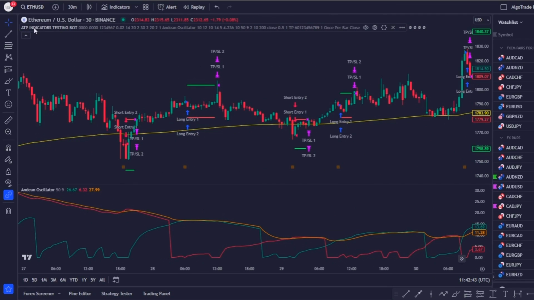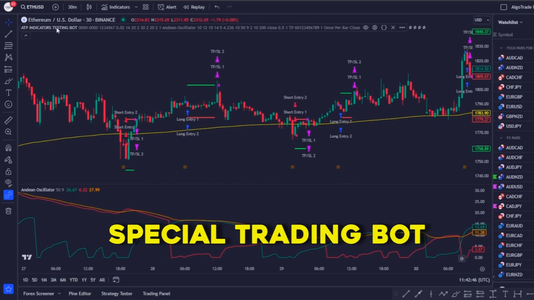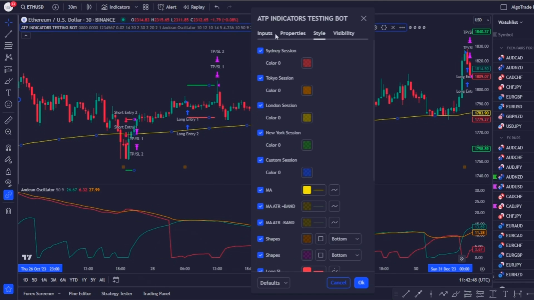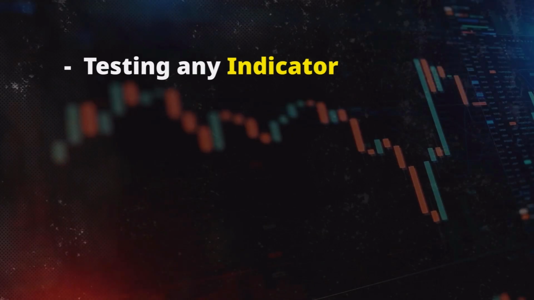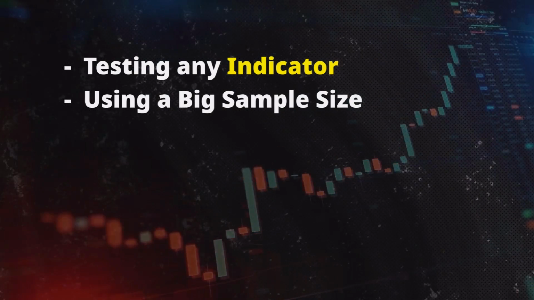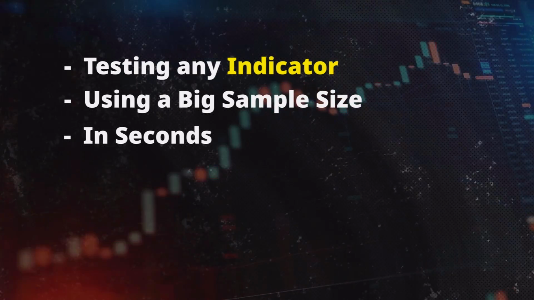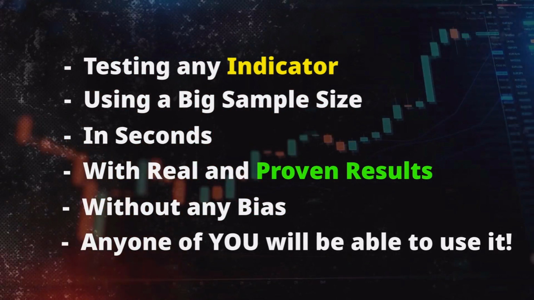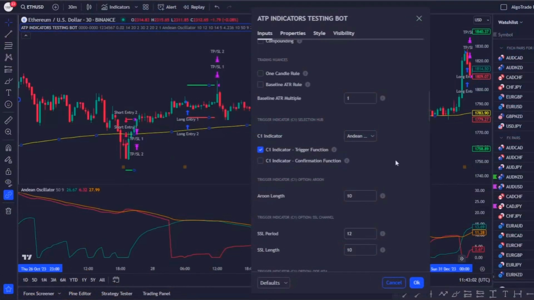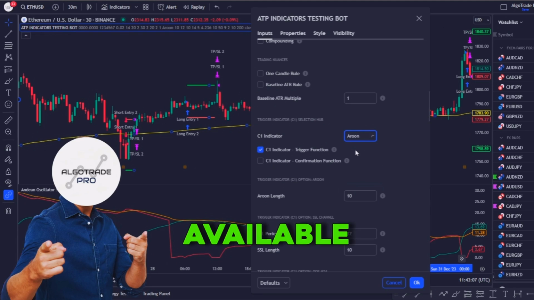So, for the backtesting process, I will be using a special trading bot that I created only for this series, which will give us the possibility of quickly testing any indicator we want on a big sample size in seconds with real and proven results without any bias, and any one of you will be able to use it and confirm every result. At the moment I have 5 indicators available to use.